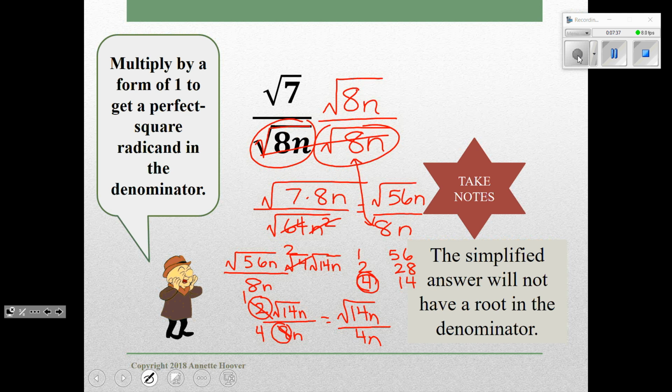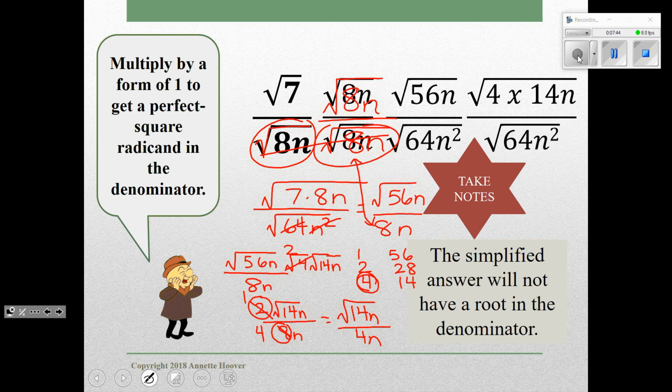Lots of steps in that one. Again, this is just baby steps from learning the things. We've already learned how to simplify. We've already learned how to multiply. So we're using all of those steps in doing this.